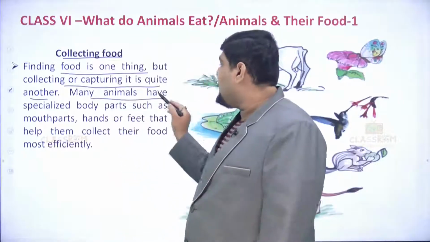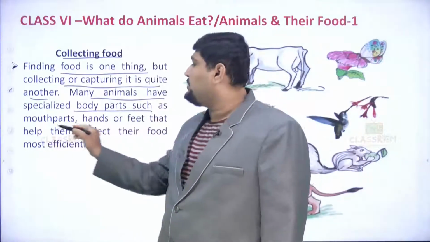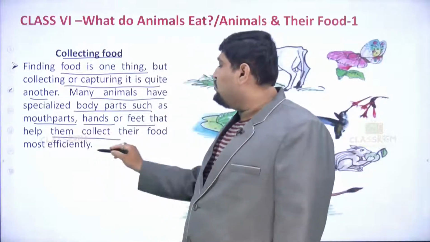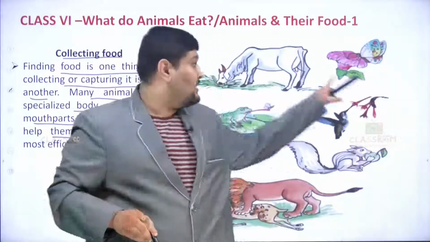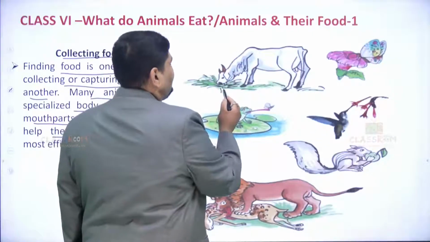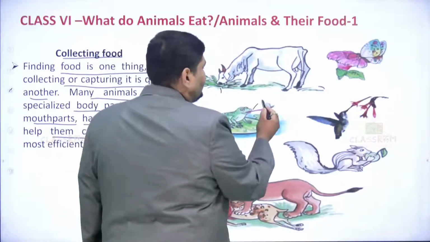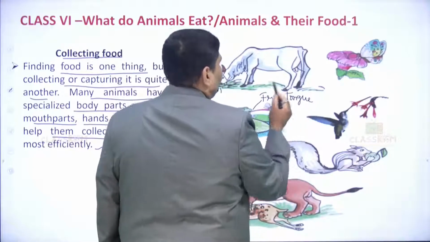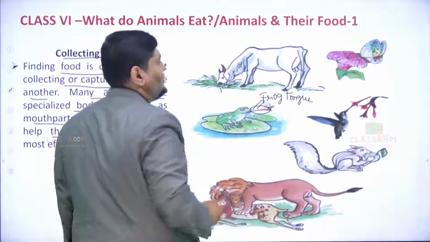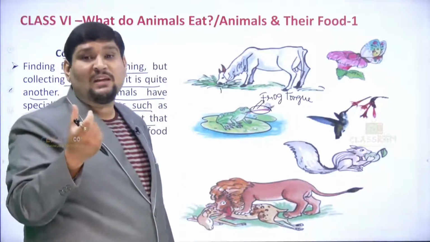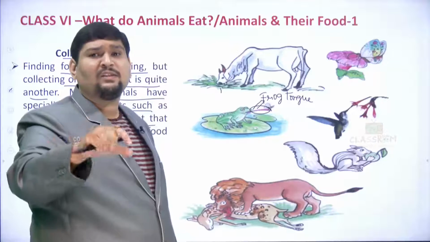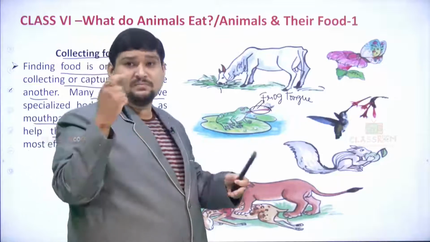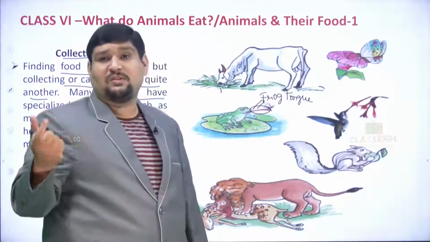So many animals have specialized body parts. What are the specialized body parts? Like mouth parts, hands or feet that help them collect their food most efficiently. So you can find the different forms here, like you can see the cow, you try to grab, and you can find the frog tongue. Can you see the frog tongue here? Yes, because the frog tongue is sticky, and insects like butterflies or any such insects get stuck to the frog's tongue, which consists of that sticky tissue.